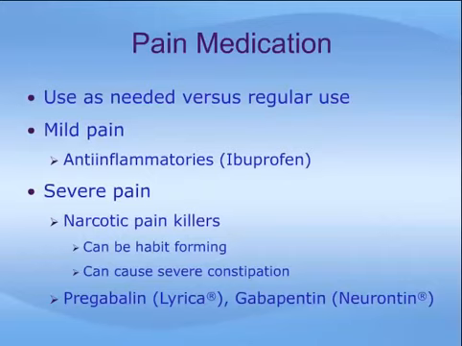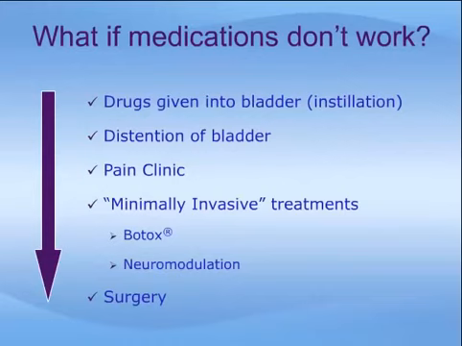Finally, a drug called pregabalin or Lyrica and another called gabapentin or Neurontin are used for certain patients with chronic pain conditions. When medications taken by mouth are not working well enough, treatment options include drugs given into the bladder, called bladder instillations, distension of the bladder with water, referral to a dedicated pain clinic, so-called minimally invasive treatments, including Botox or neuromodulation, and surgery. Treatment usually progresses from one to another, rather than skipping ahead to more aggressive steps.